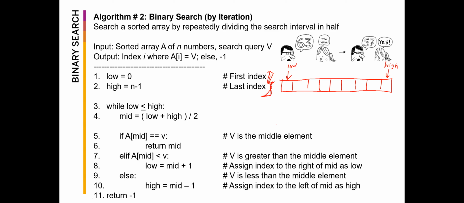Now our loop criteria here is that as long as these two remain in this order, it doesn't flip, it doesn't arrive at the point where high is before low, we continue the iteration. That's line number 3.